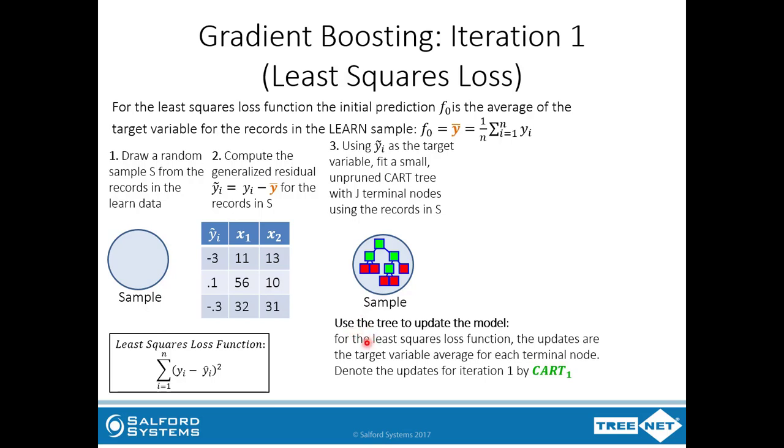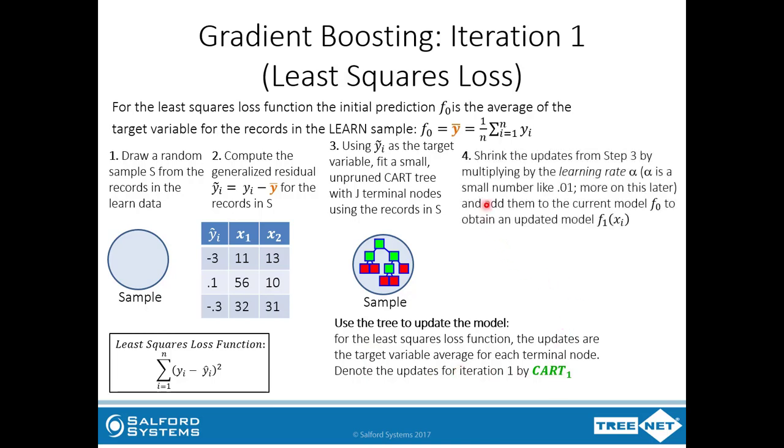For the least squares loss, the updates here are just going to be the target variable average for each terminal node. And we can denote these updates for the first iteration by cart1. For the fourth step, you're going to shrink the updates from step 3 by multiplying by what we call the learning rate. Now the learning rate, alpha here, is really just a small number, like 0.01 or maybe 0.1, and we'll spend some more time later on understanding the learning rate.